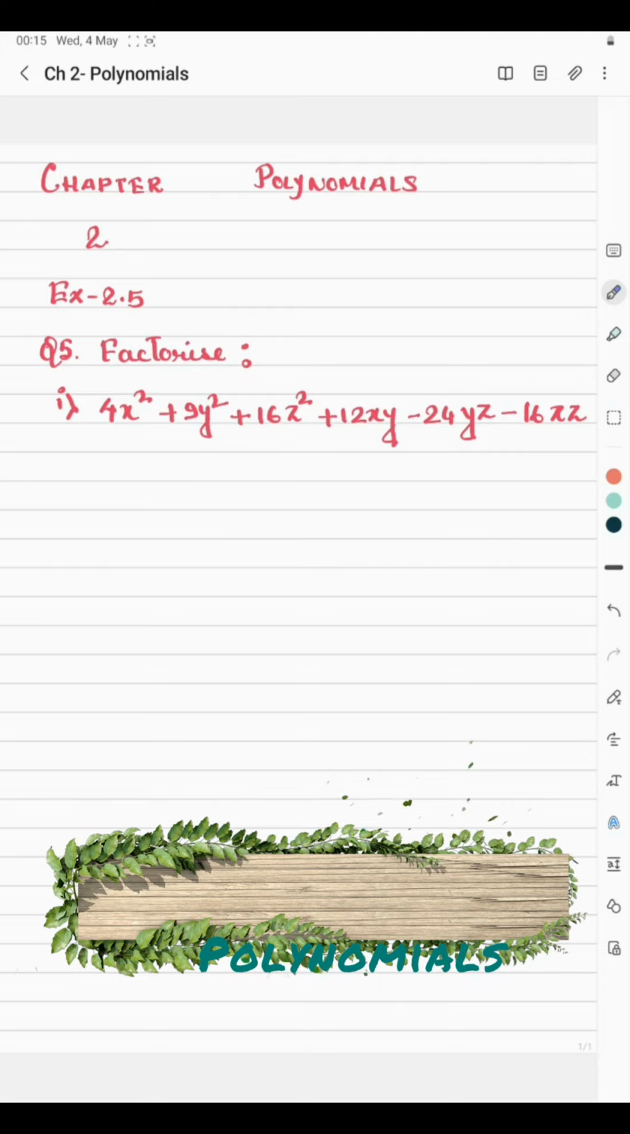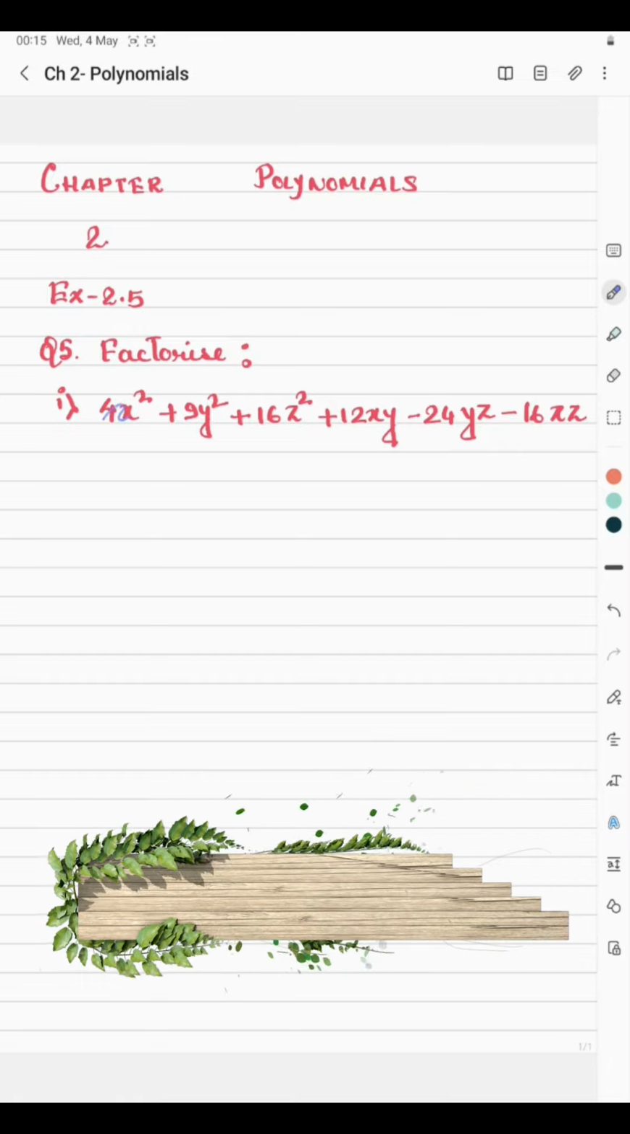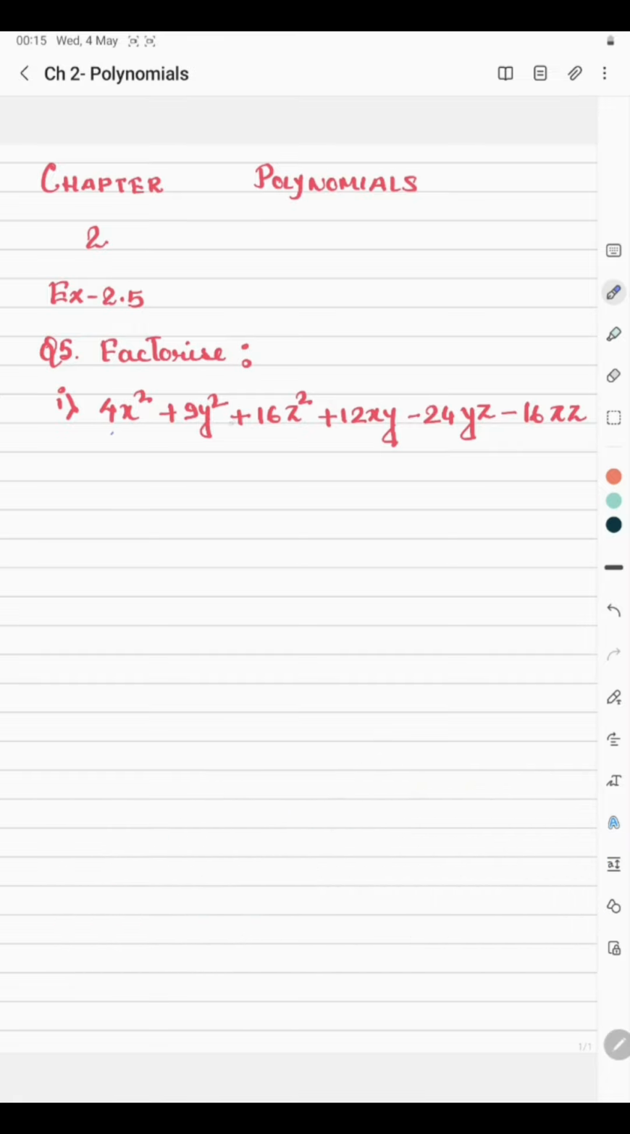Students, today I'll be starting with question number 5 of exercise 2.5. In question number 5 we have to factorize. The first part is 4x square plus 9y square plus 16z square plus 12xy minus 24yz minus 16xz.